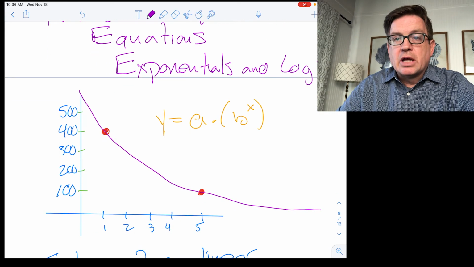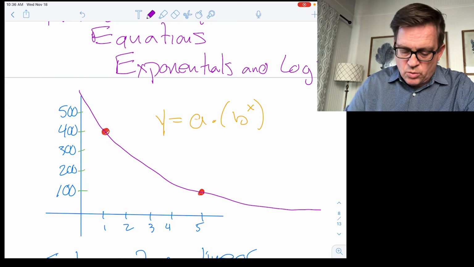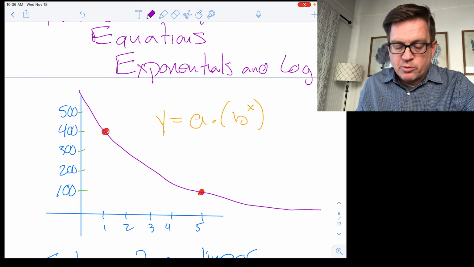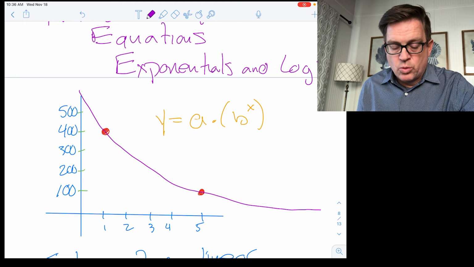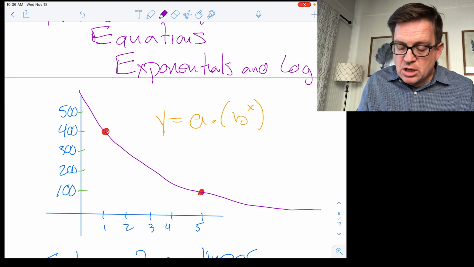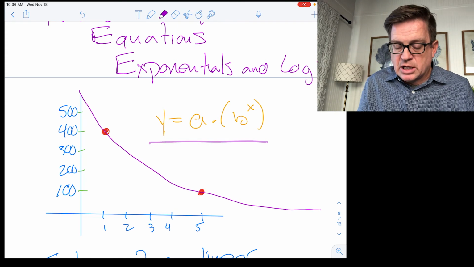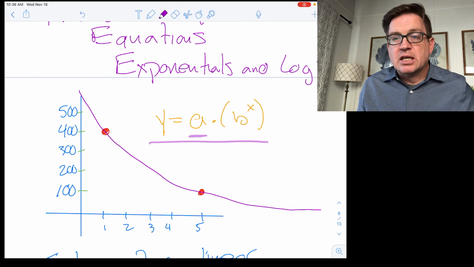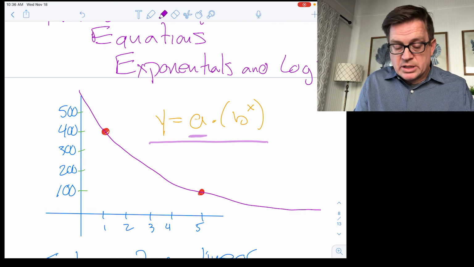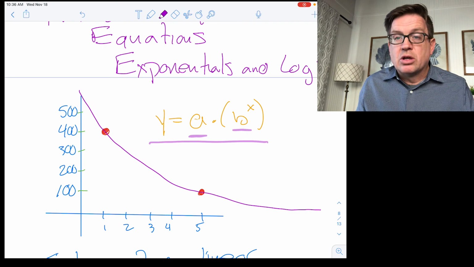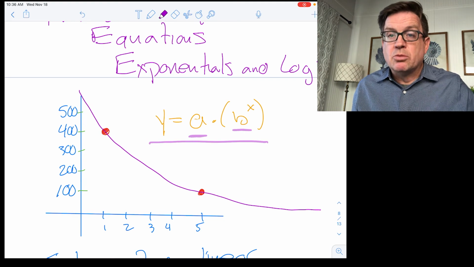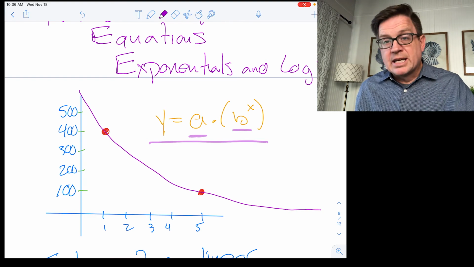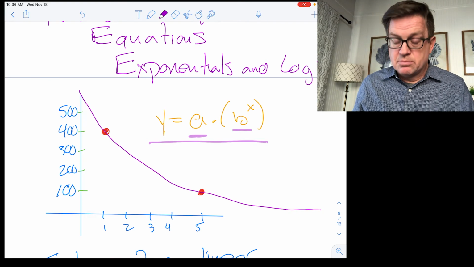So consider an exponential decreasing function like this, where at time 1 the value was 400, and by time 5, the value had decreased to 100, and it's decreasing exponentially. So we have a formula along these lines where A is the initial value, which we don't know in this case, and B is the periodic growth factor. Every time you increase by 1, you multiply by B. Or in this case, B is less than 1, so you decrease by a factor of B.